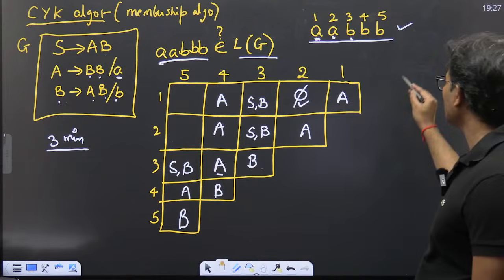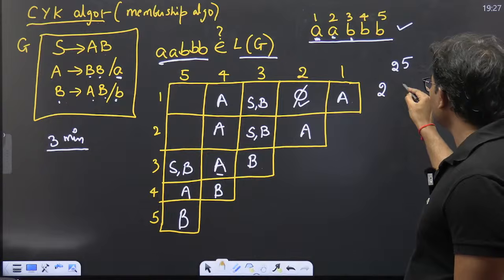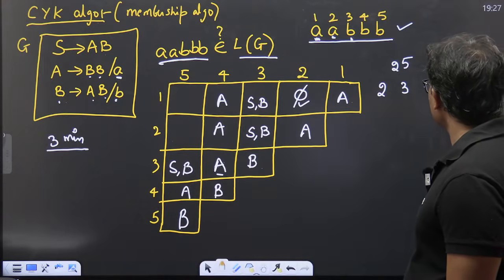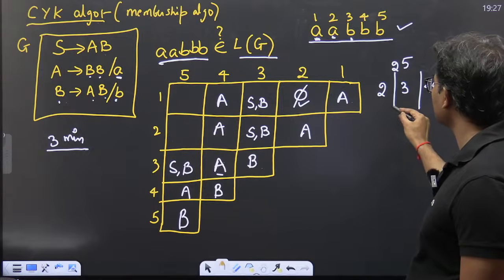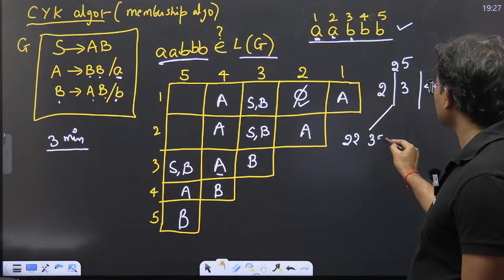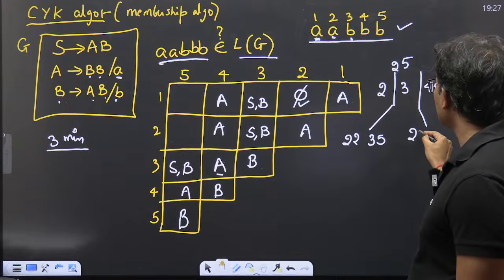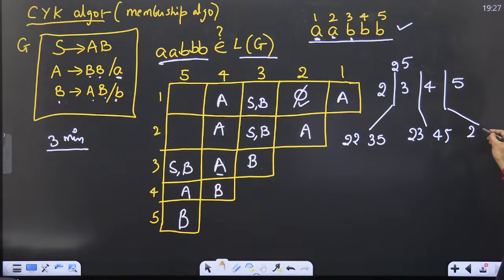We have to write 2 5. So 2 5 is 2 3 4 5. We have to divide here, divide here, divide here, right? So this is nothing but 2 2 3 5. This is nothing but 2 3 4 5. This is nothing but 2 4 5 5, right?